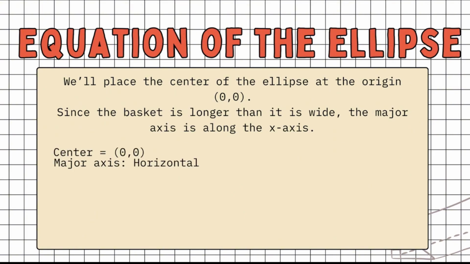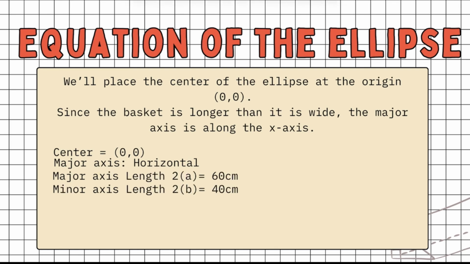Our major axis is horizontal. Our major axis length is 60 centimeters. Our minor axis length is 40 centimeters, and the value of a is 30, and the value of b is 20. When we write the equation of an ellipse with a horizontal major axis, we use the form x squared over a squared plus y squared over b squared equals 1.